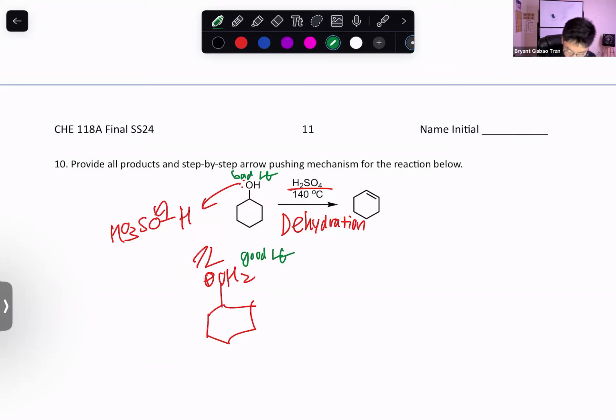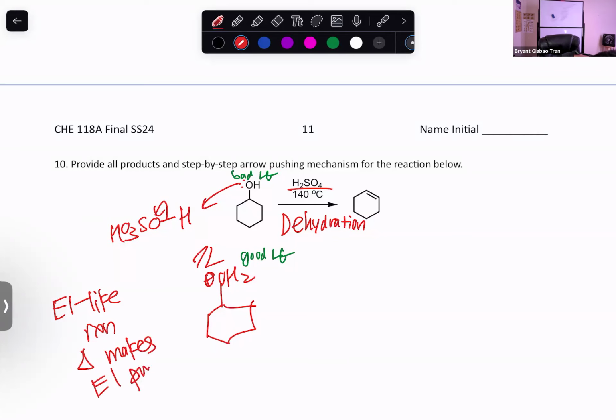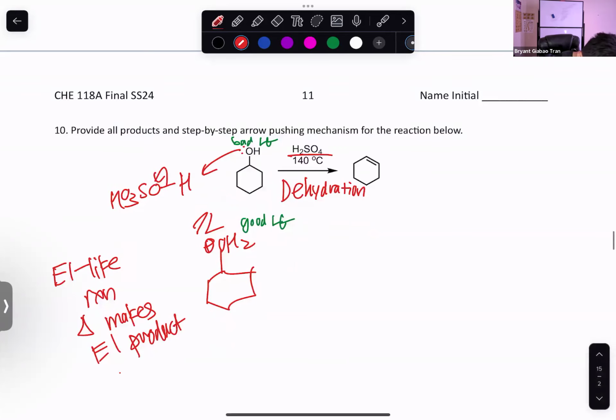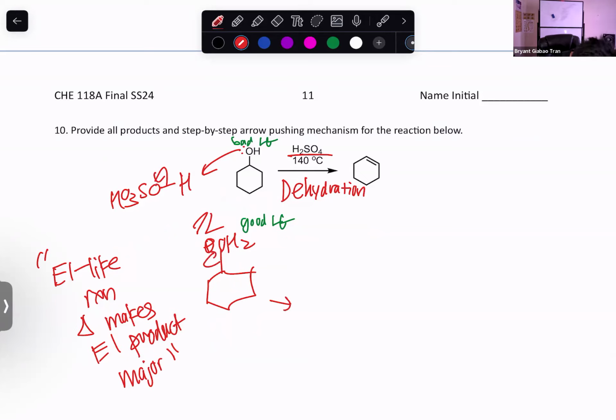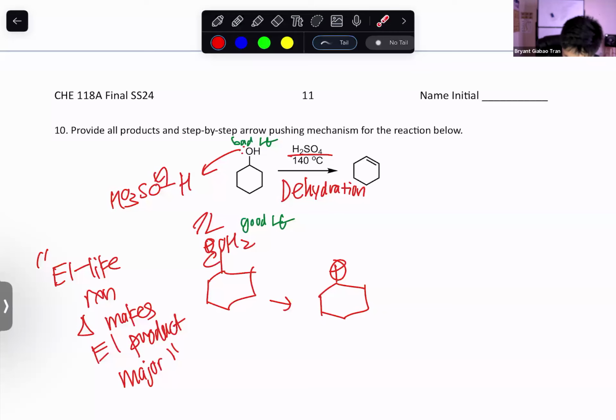Right, and because we're in heat conditions, we're going to think of this as an E1-like reaction, where heat makes the E1 product major. And we're in high heat here, 140 degrees Celsius. The first step of this reaction is that the leaving group will leave to form this carbocation. And then whenever we form this carbocation, we always have to look out for a rearrangement step, either hydride shift or methyl shift. But in this case, we don't have to worry about that because it's already at its most stable position here.